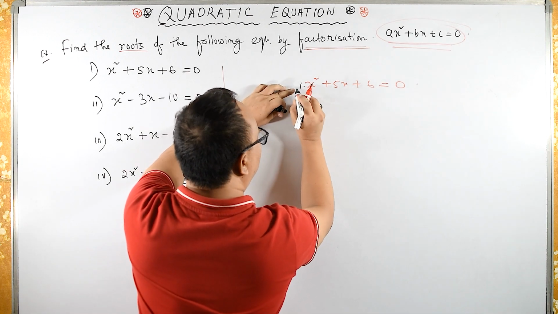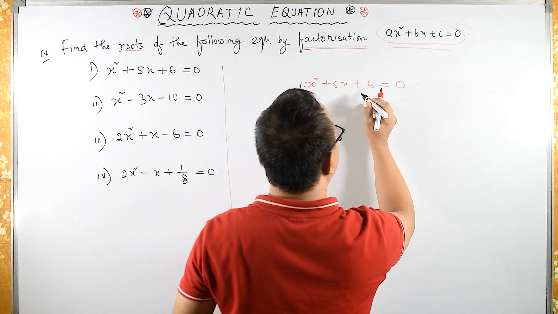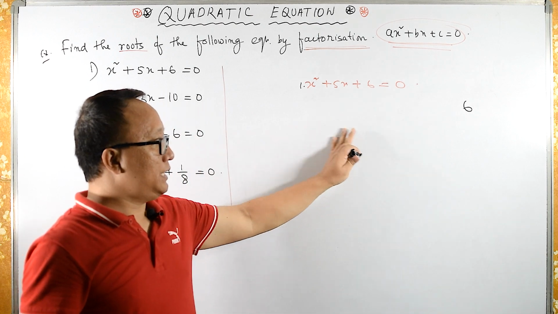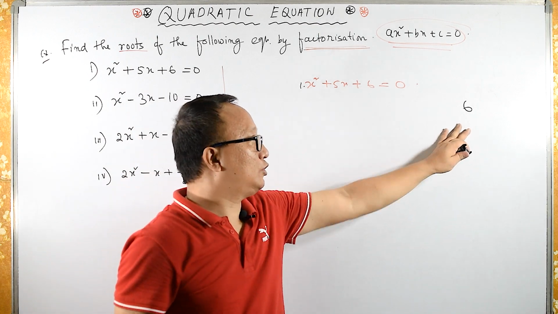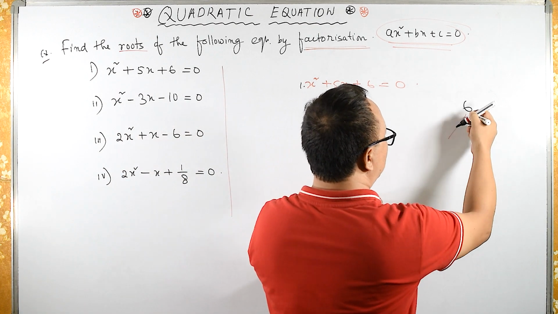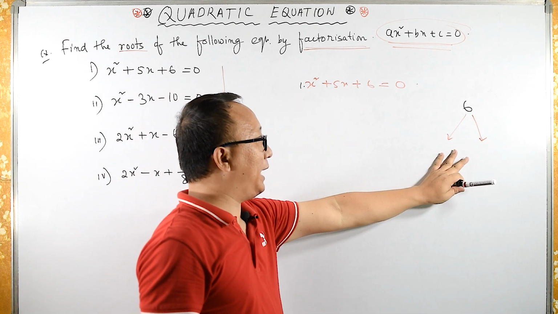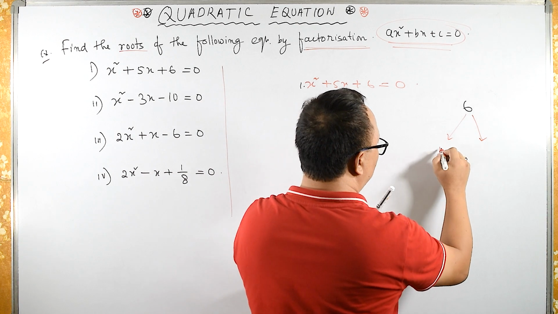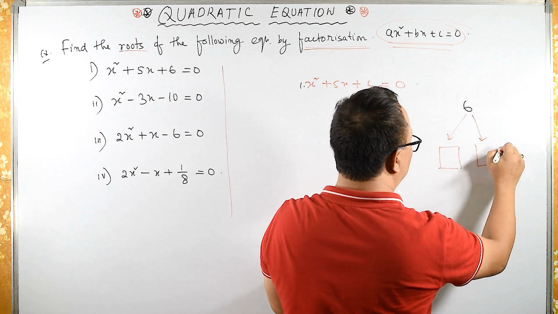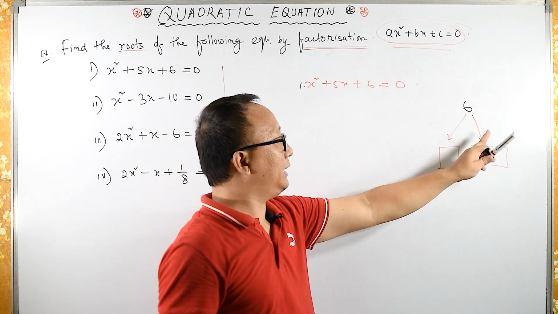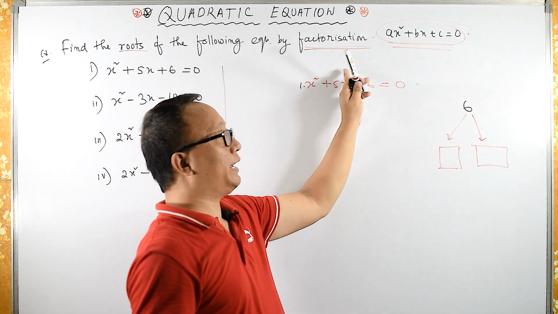Here what we have 1 and 6. So you have to multiply 1 and 6, which is 6. This 6 we have to split into two numbers, such that if you multiply, you should get 6, and if you add, you should get 5.